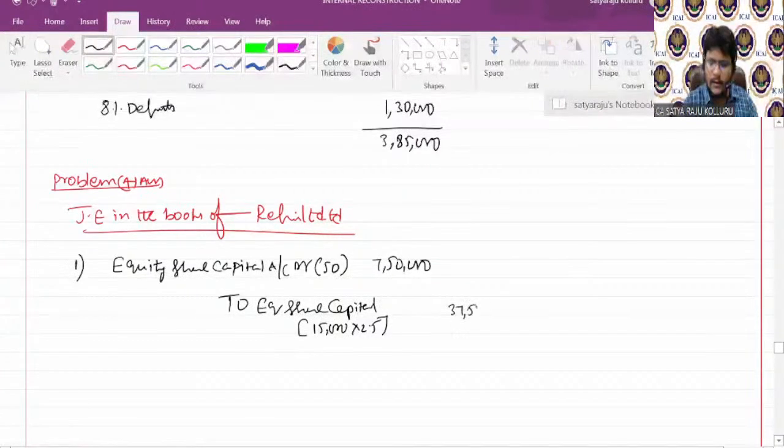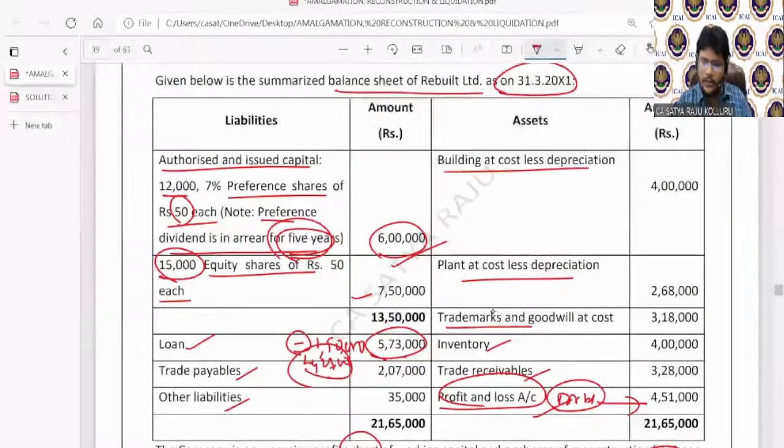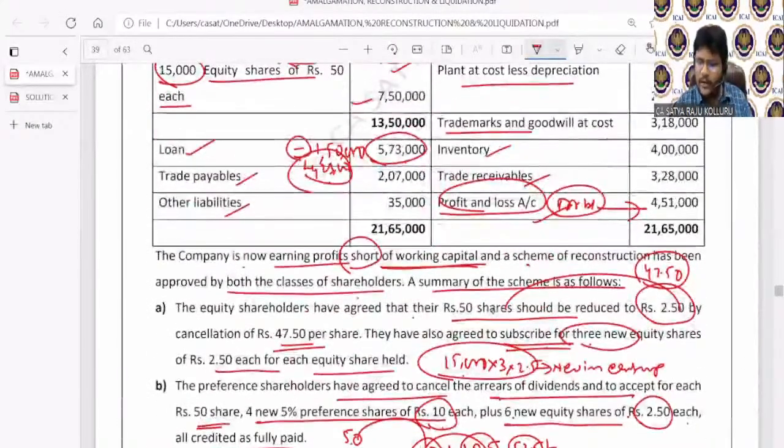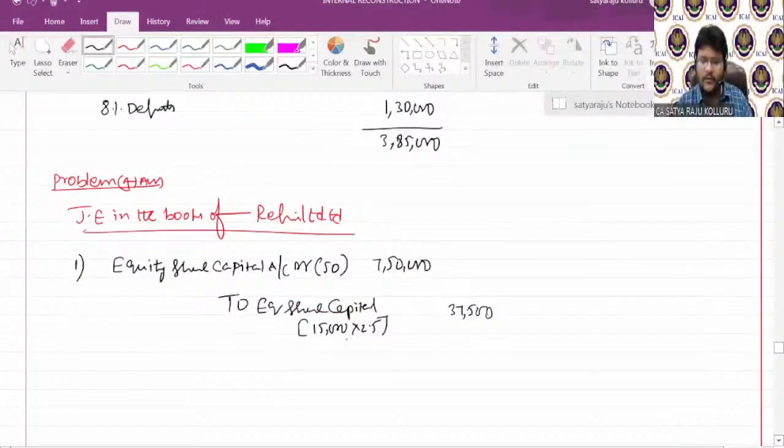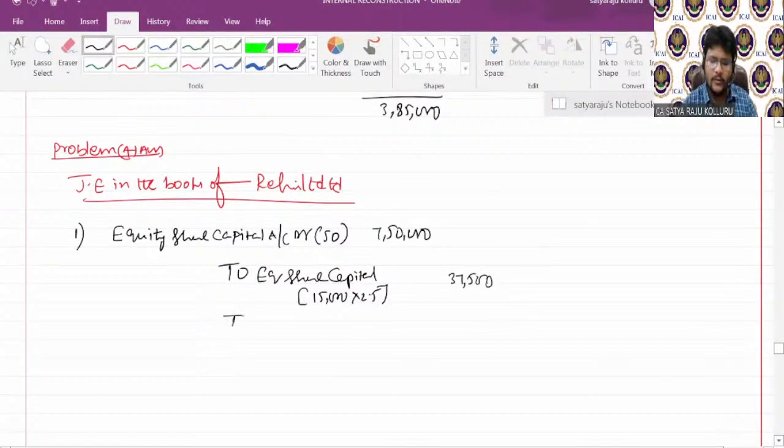37,500. Am I right, guys? Yeah. So each equity share is reduced to 2.5 each. We are having 15,000 equity shares, which is 15,000 into 2.5. The remaining balance you can transfer to reconstruction account. How much? 7,50,000 minus 37,500, which is equal to 7,12,500.